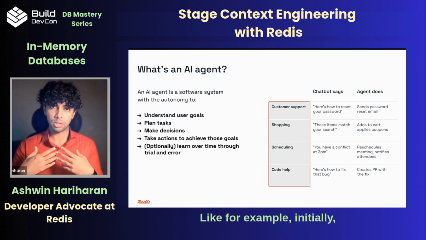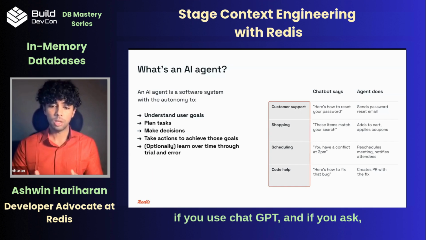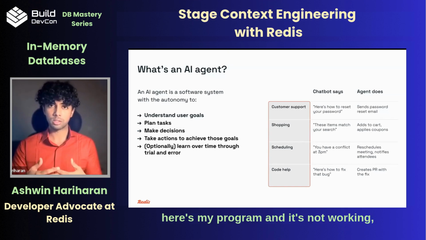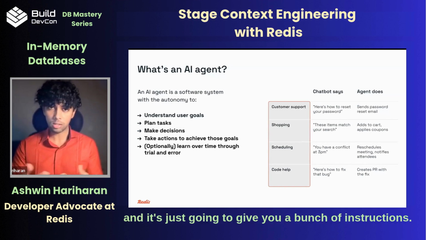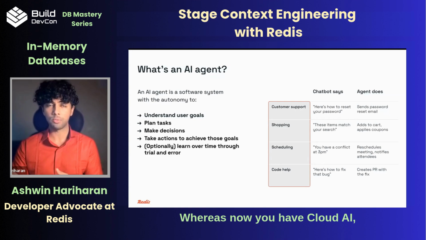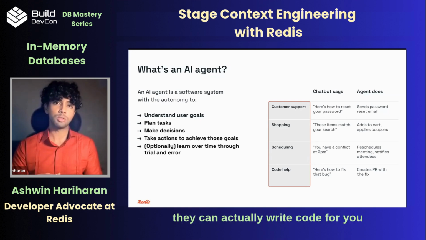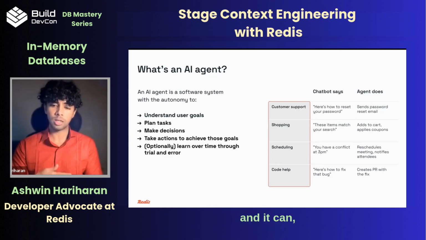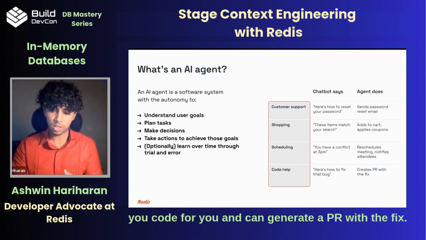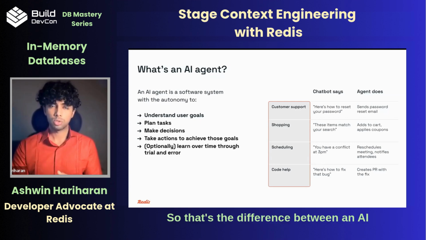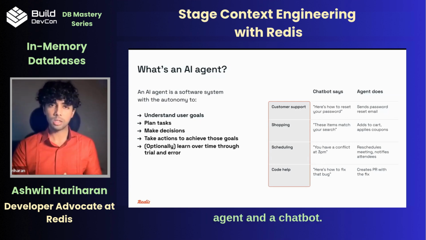For example, initially, if you use ChatGPT and you ask, here's my program and it's not working, it's just going to give you a bunch of instructions. Whereas now you have Claude AI, you have GitHub Copilot, they can actually write code for you, and it can test the code for you and can generate a PR with the fix. So that's the difference between an AI agent and a chatbot.